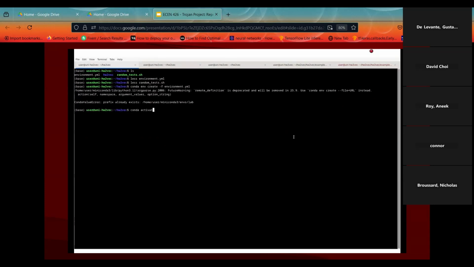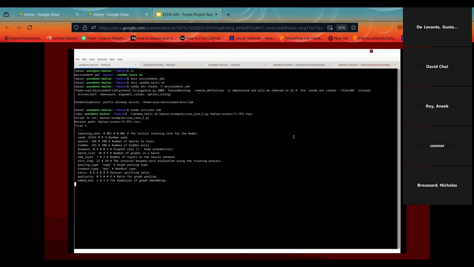And then next up, we have the randomized testing script that we use to test a bunch of different random hardware or random hyperparameter values. All this really does is take a YAML file, randomize the hyperparameters within a set range, output it, and then run the use case 2 Python script, which will train the model and then evaluate it on the toy training data set.